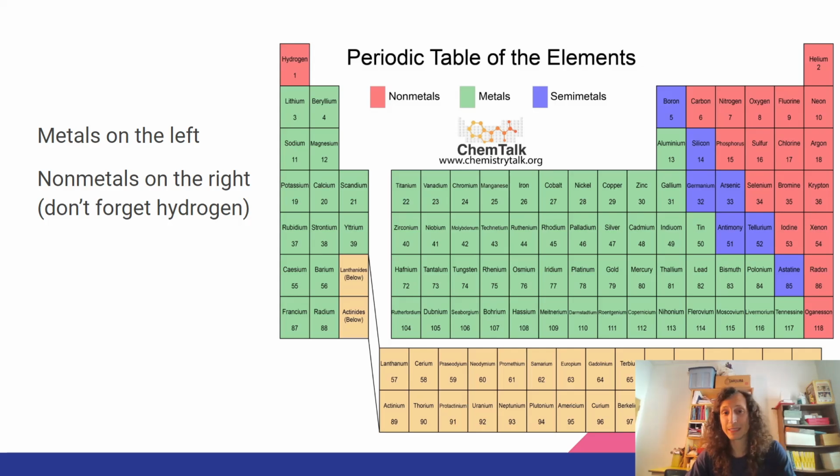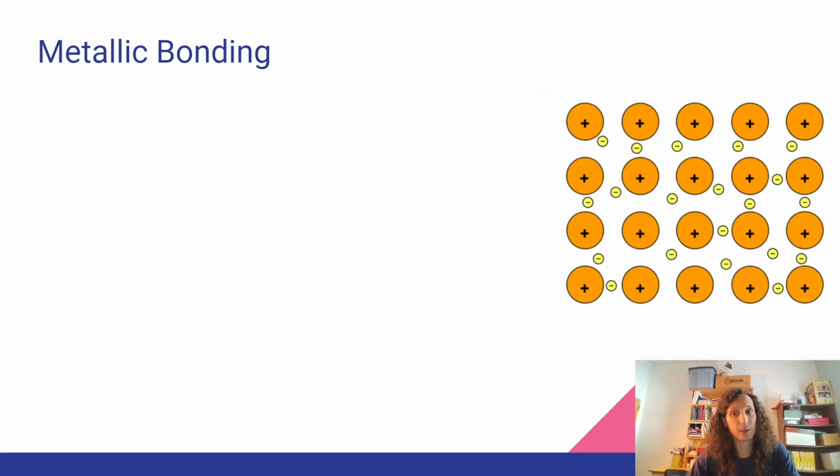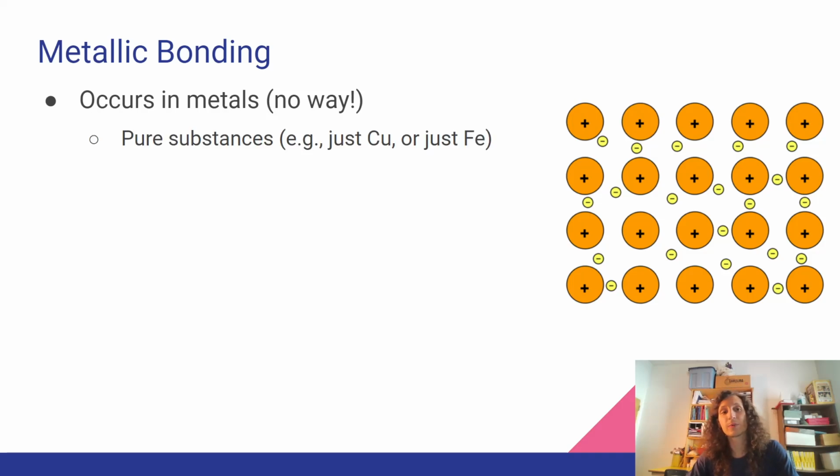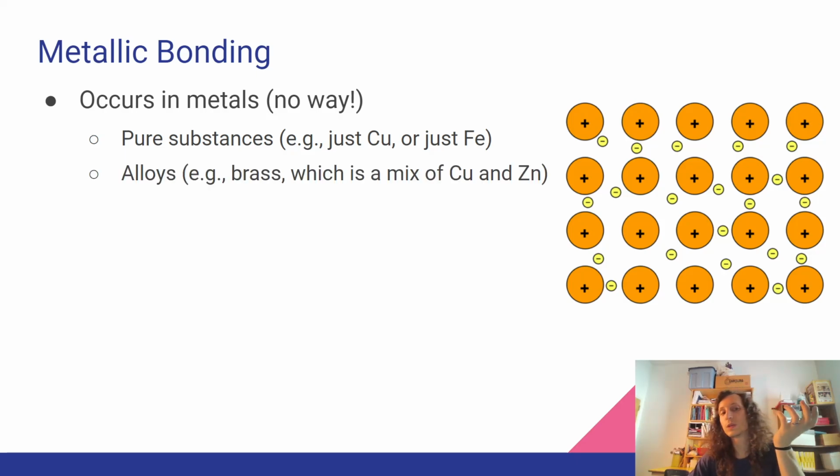So we need to be able to identify what's a metal, what's a nonmetal. Let's start with metals and metallic bonding. In metallic bonding, we've got this happening in metals, first of all. This is going to happen when you have a pure substance. So for example, just a sample of pure copper or pure iron, or we sometimes have alloys, and we'll talk about that more in this video, which is where you have two metals actually mixed together in a certain way.